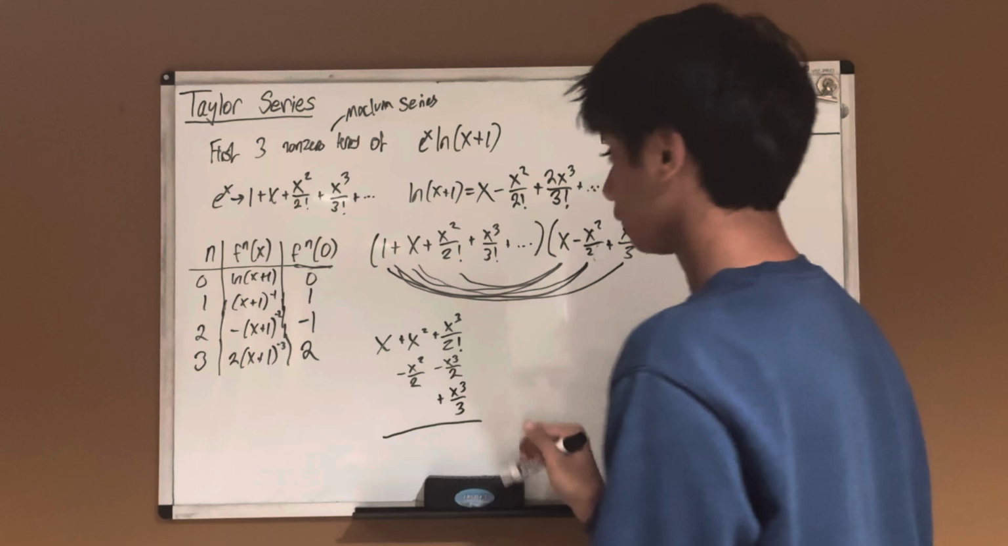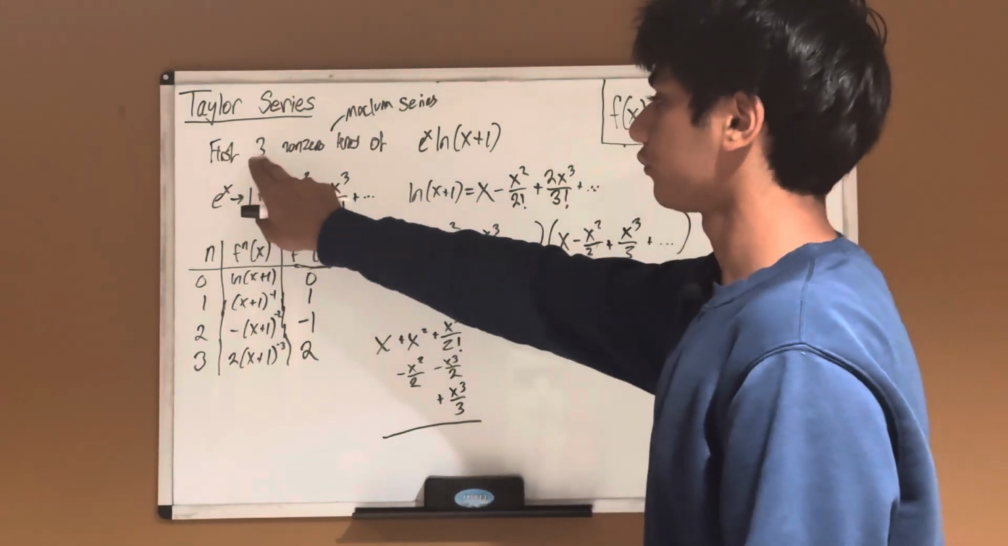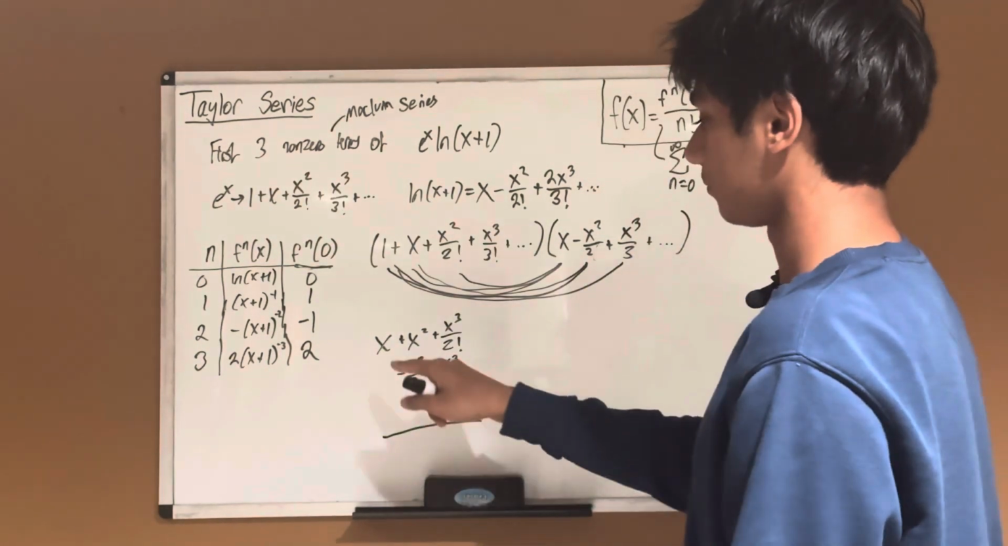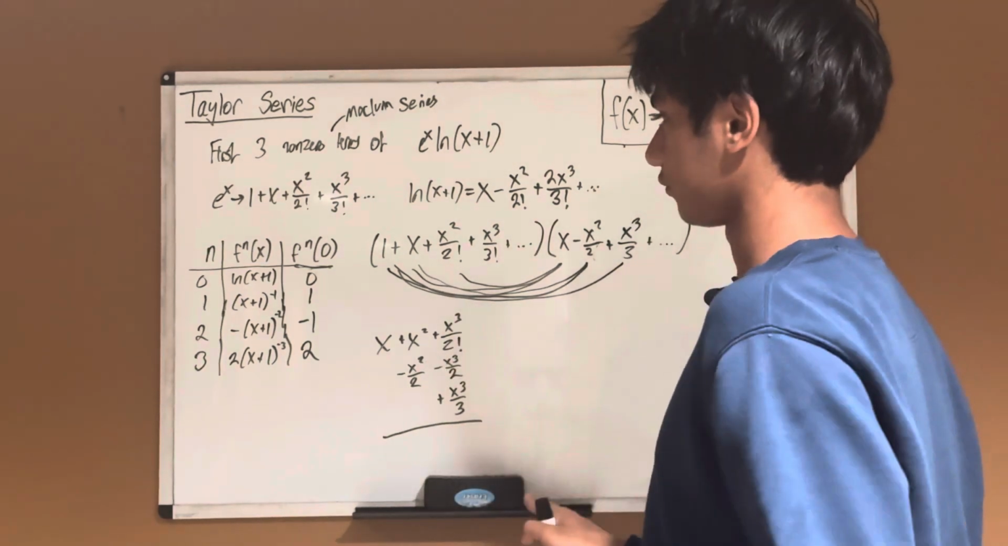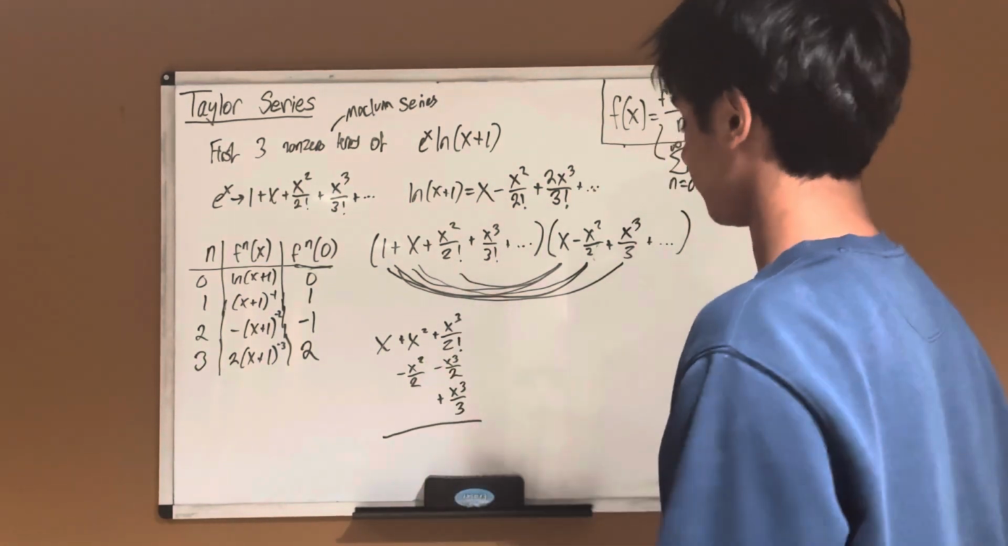And so we don't have to do any more multiplication because, again, we're looking for the first 3 non-zero terms. The first 3 non-zero terms are going to be 1, 2, and 3. Those are the first 3. There's no more non-zero terms. So we can just stop multiplying from here.